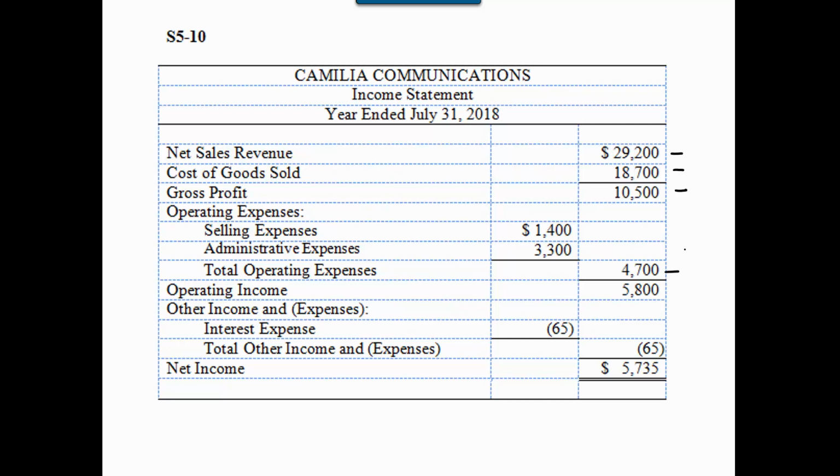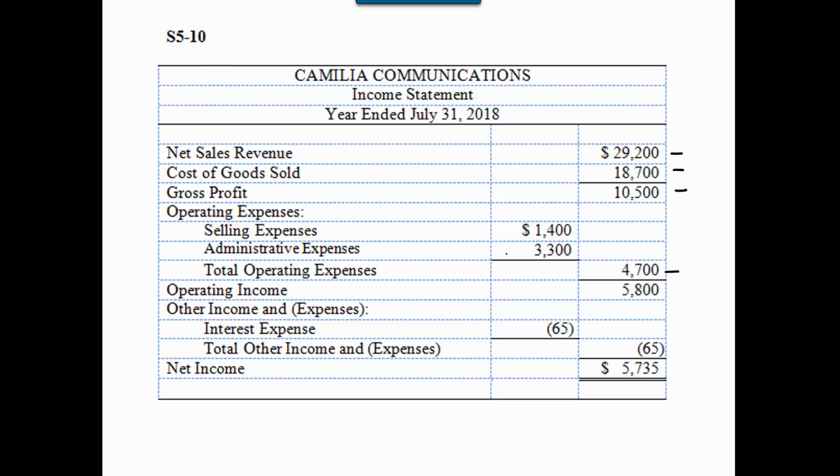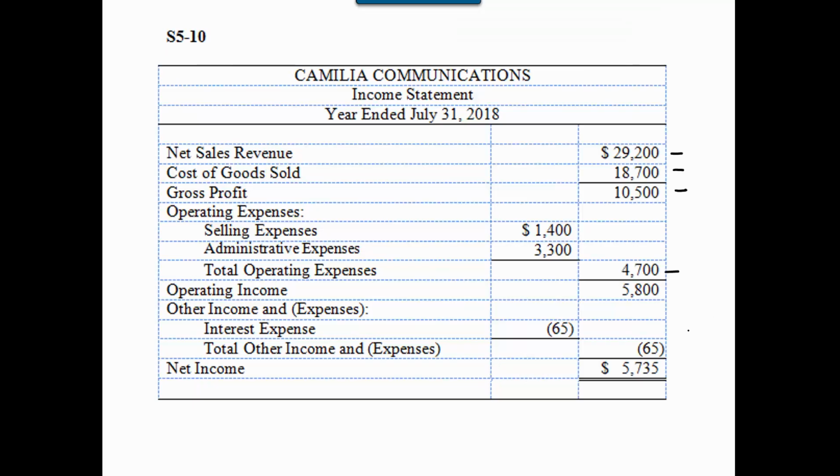So the gross profit minus the operating expenses gives me an operating income of 58,000, and minus an interest expense gives me a net income of 5735. All of these numbers just came off of the list they give me here. I haven't done anything here. It's just the ones that we highlighted in yellow. I'm going to take this number and send that to the statement of owner's equity.